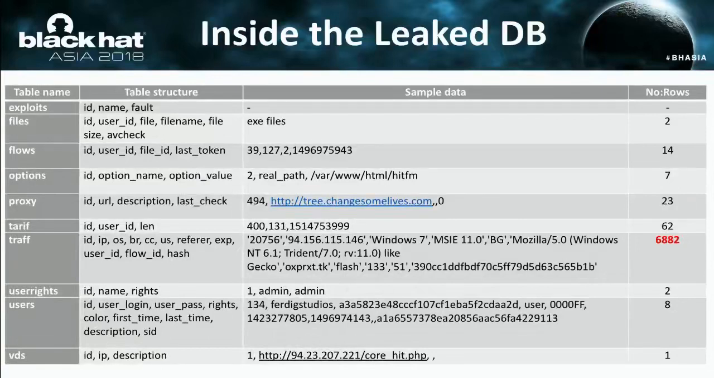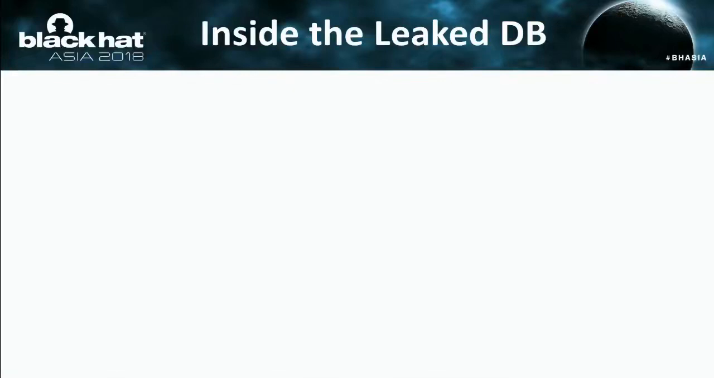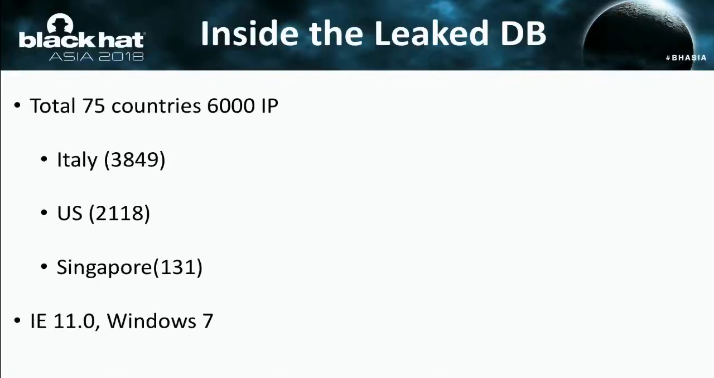So we take a look at this traffic table and make the analysis on this traffic table. These are some of the summaries. RIG2 Exploit Kit is used by attackers in order to infect malware or compromise computers in more than 75 countries or more than 6,000 IP addresses. And Italy, US, and Singapore, together with the IP count, are the topmost countries targeted by RIG2 Exploit Kit.